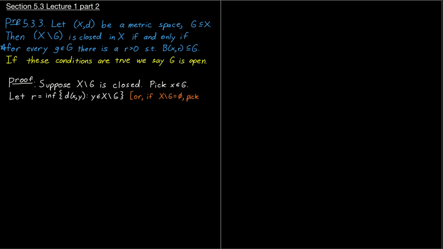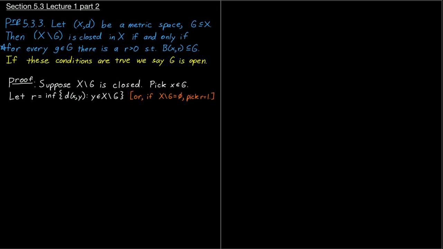In this case, we want the infimum, the greatest lower bound. Technically, the infimum of the empty set is positive infinity. We don't want that. So in this case, we can pick a radius R equals 1.